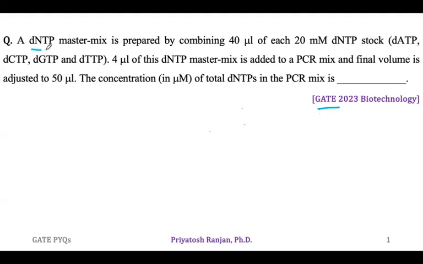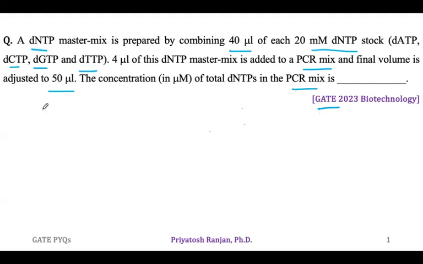The question says, a deoxyribose nucleoside triphosphate master mix is prepared by combining 40 microliter of each 20 millimolar dNTP stock, which is dATP, dCTP, dGTP, and dTTP. 4 microliter of this dNTP master mix is added to a PCR mix, and final volume is adjusted to 50 microliter. And then we need to figure out the concentration of the total dNTPs in the PCR mix.